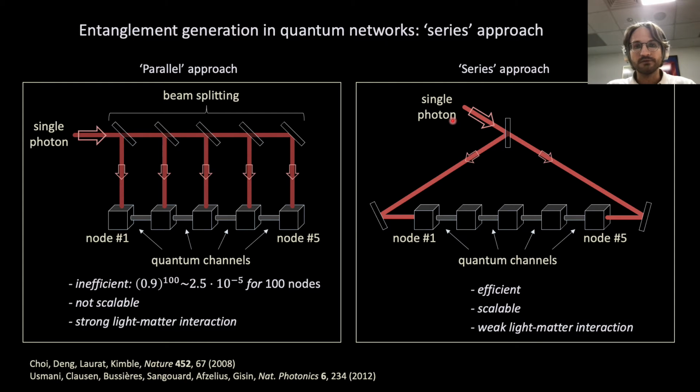So in our approach, we avoid splitting a single photon into multiple optical modes, and we arrange it in a way that the entire network interacts with a single optical mode. And as I'll show later, this approach is efficient, it is scalable, and it requires weak light-matter interaction in each node of the network.